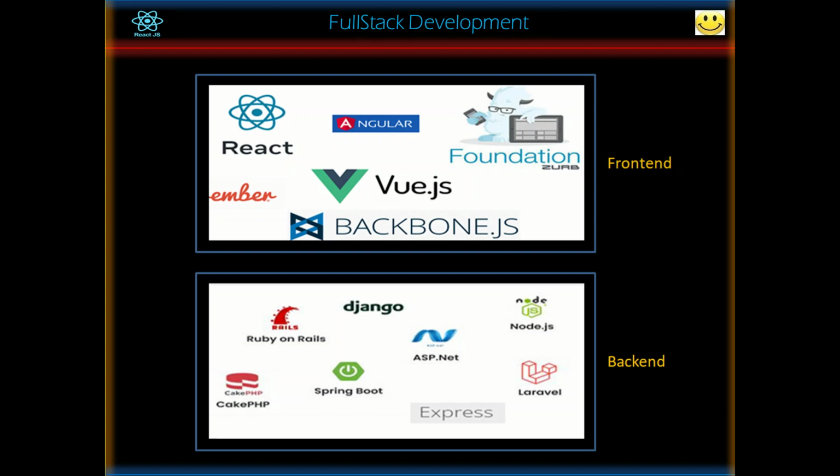Here you are able to see the various front end frameworks and back end frameworks which you can use in your full stack development projects. Some of the various front end frameworks are React.js, Ember.js, Backbone.js, Vue.js, Angular, Foundation. Some of the various backend frameworks are CakePHP, Ruby on Rails, Django, Spring Boot, ASP.NET, Express, Laravel, Node.js.